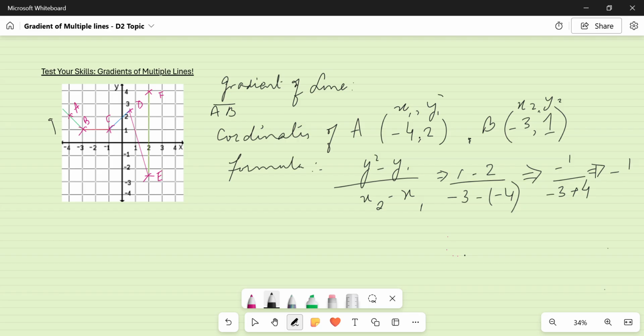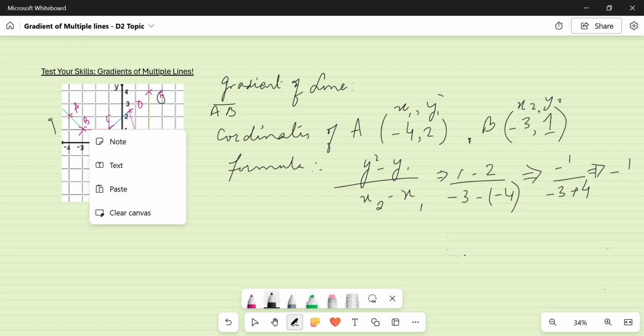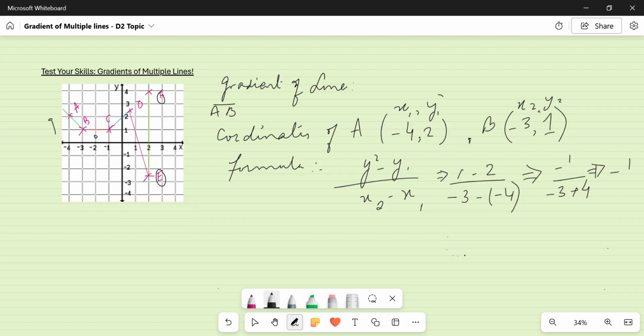So in this graph, as you can see, the gradient from B to C is 0, right? The gradient is 0 here. And can you see this green line from E to F? This is a straight vertical line, and here the gradient is undefined. So for B and C, the gradient is 0, and for E and F, the gradient is undefined.